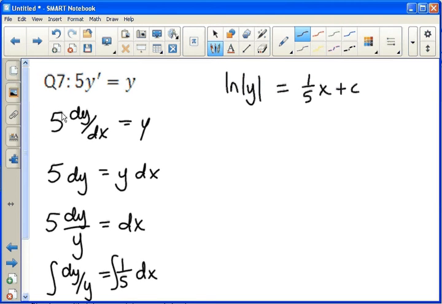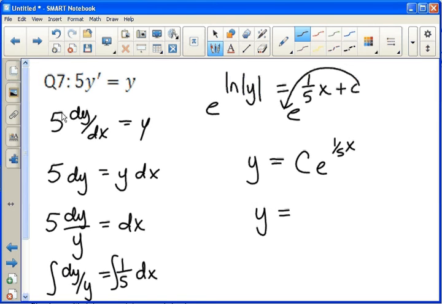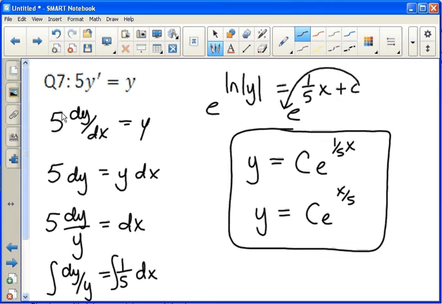So then I use e on both sides to get rid of the natural log. That leaves me with just y. And then this c, remember, comes down front, so I get ce to the 1/5 x, or if you prefer, you can write it y equals ce to the x over 5. So either one of those is correct, just two different ways to write it. And that is the general solution to this differential equation.